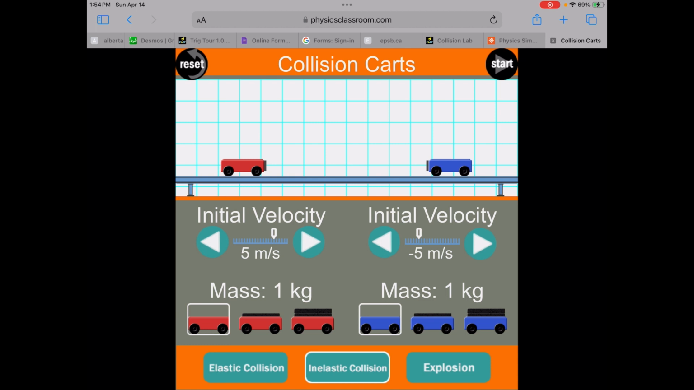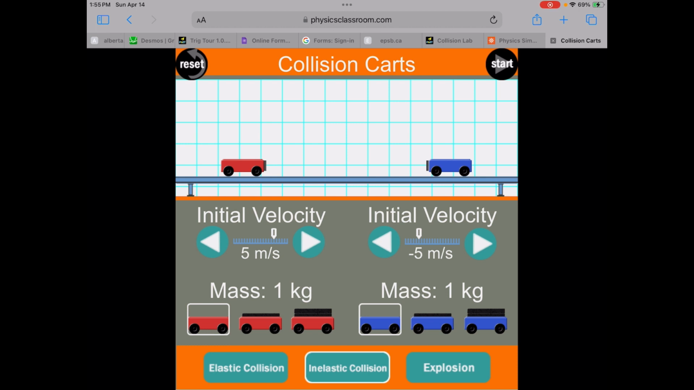But like in a lot of real life collisions, things stick together, right? They don't perfectly bounce off of each other. So let's see what happens there. Does the law of conservation of momentum hold? So I've changed it to now an inelastic collision. You can see on the bottom there. We'll talk about what that means in a moment here, okay? But same starting situation here as the first trial we did before.